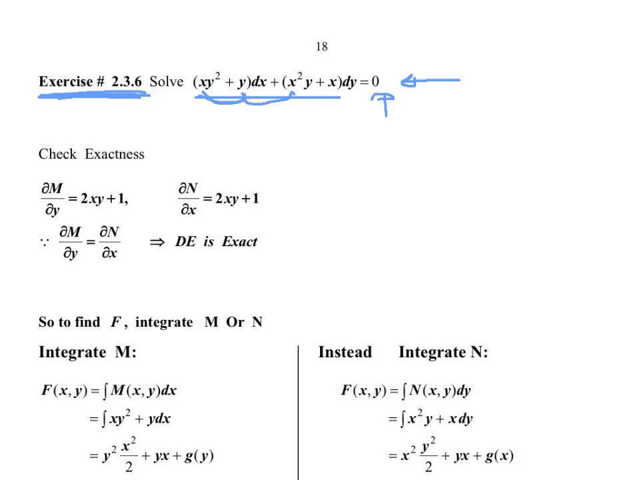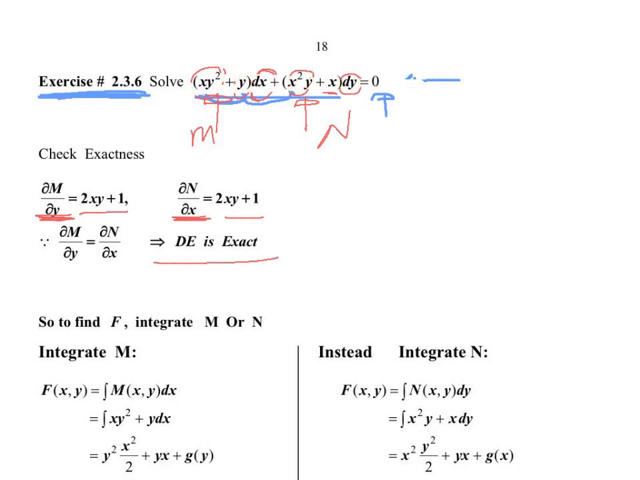Now to check exactness, we have to call this one m and this one n. We could choose any name, but we are going to call them m and n. Then we differentiate the first one, which is the dx term, with respect to y. So x is constant now. Derivative of this is 2yx, and derivative of this is 1. And then differentiate this one with respect to x. So y is constant, so 2xy plus 1. They are equal, so the differential equation is exact.